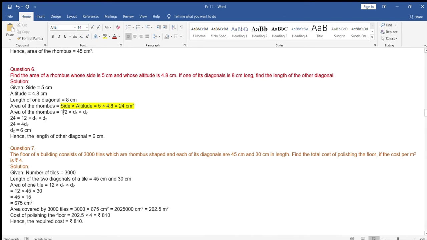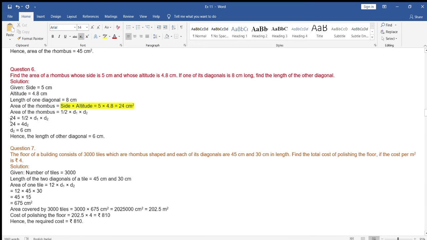Now again, what do we have to find out? We have to find out the other diagonal. One diagonal is known to us, and the other diagonal we have to find out. So for finding the other diagonal, what do we have to do? The area we are finding for the rhombus is the same. Whether we find it by side and altitude, or by half d1 and d2, both are the same. So what will we do?